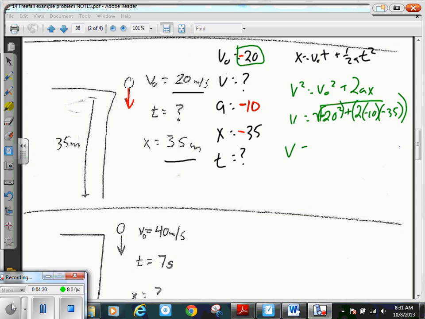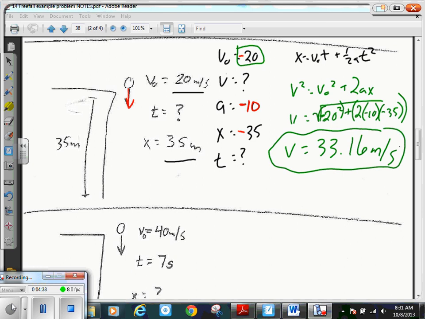Okay, so 33.16 meters per second is the correct answer. You have to be careful with your signs in this stuff, because somebody maybe made this a negative number, so you didn't square that negative out. That is probably what happened. Actually, it was more than one person. So anyway, our final velocity then is negative 33.16.